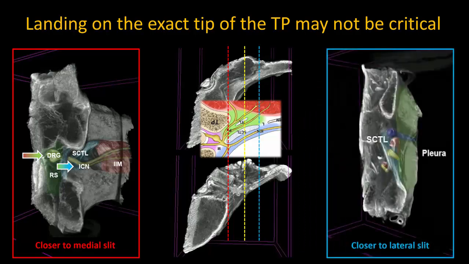A slightly more lateral injection at the rib transverse process articulation, on the other hand, will still fill the retro-CTL space, although further away from the intervertebral foramen. It is closer to the lateral slit, and this will potentially also allow spread into the paravertebral intercostal space.